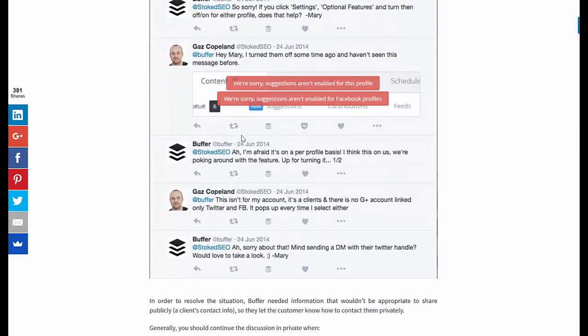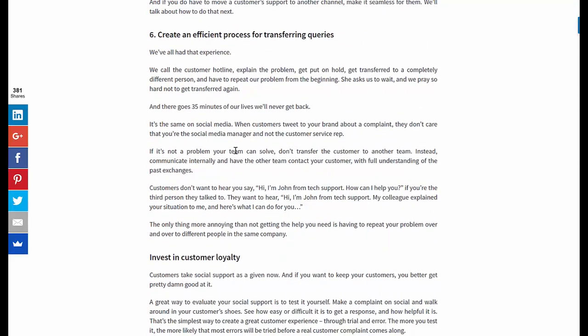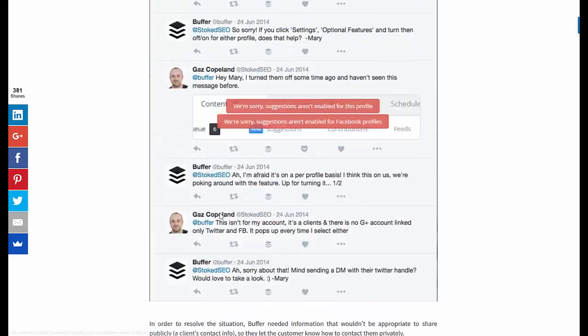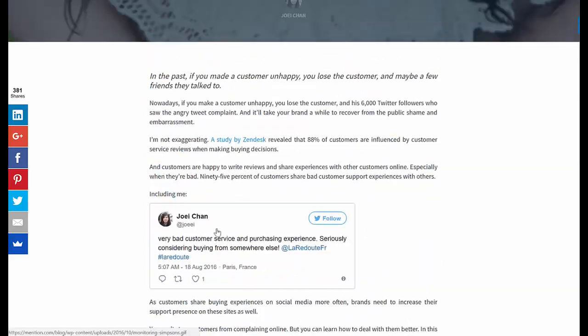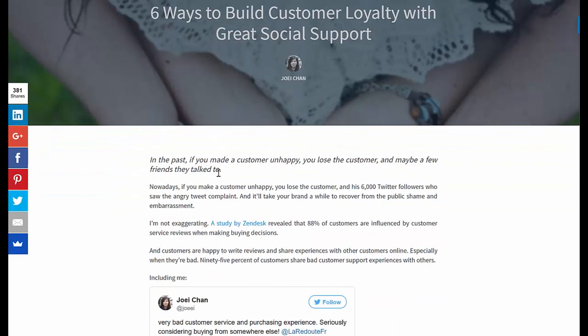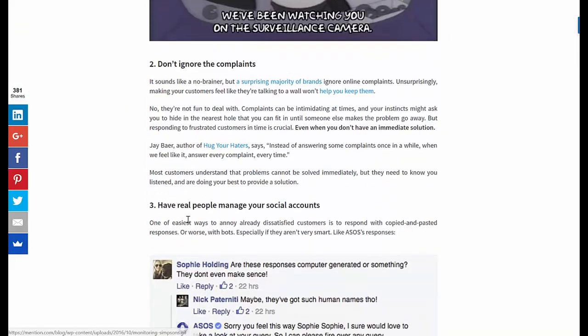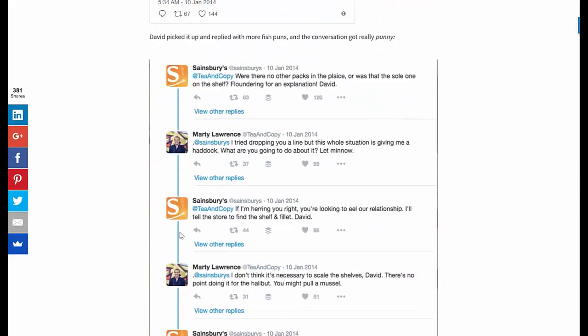They're doing a lot of the ethos, pathos, logos in here. And they start off with the problem of, in the past, if you made a customer unhappy, you lose the customer and maybe a few friends that they talk to also. Nowadays, if you make a customer unhappy, you lose the customer and his 6,000 Twitter followers. So they're like problem, agitate, and then they start going into the solution as they go through the article.